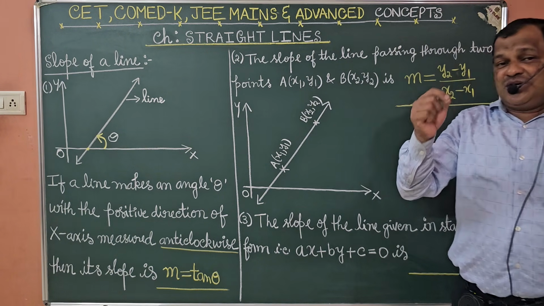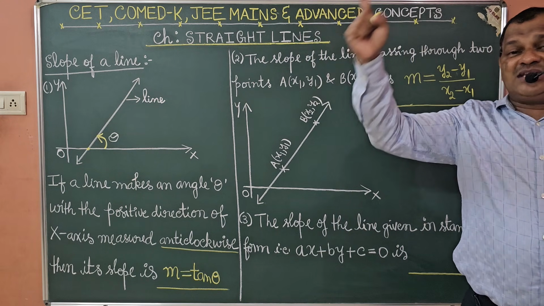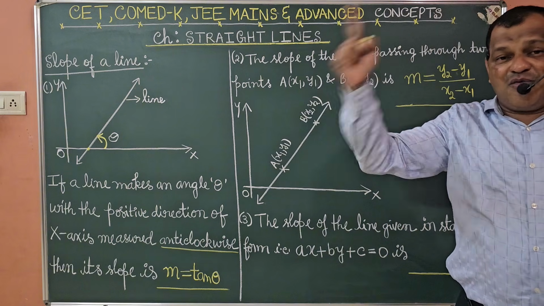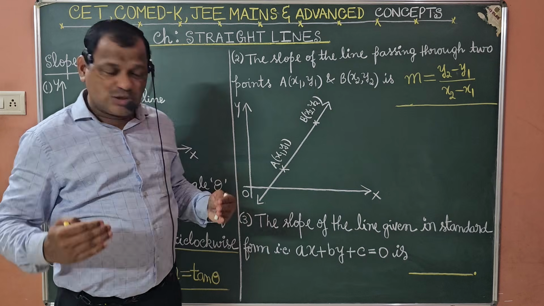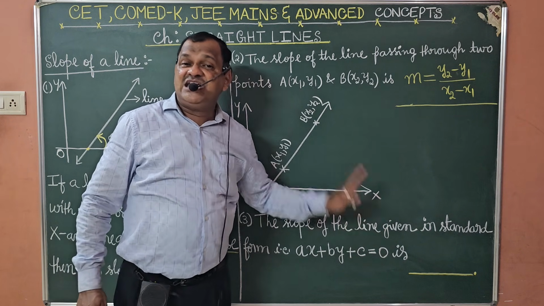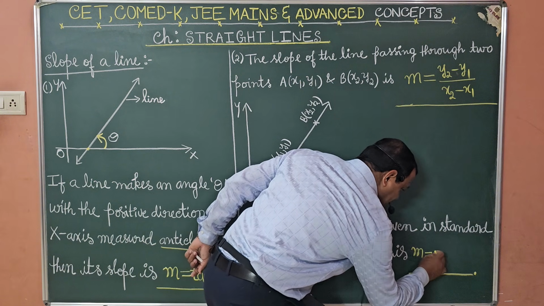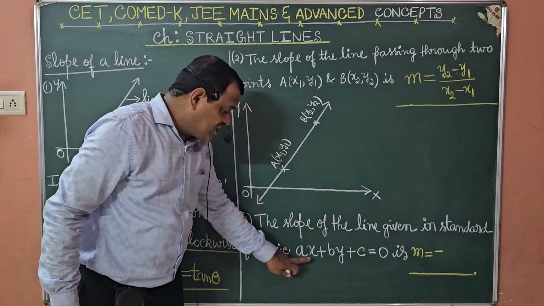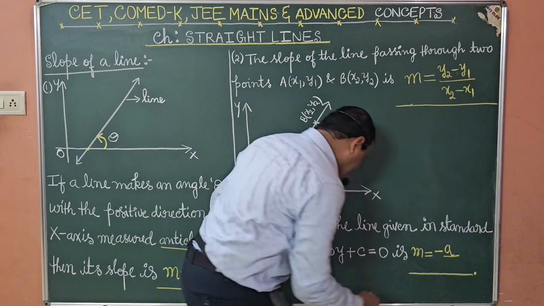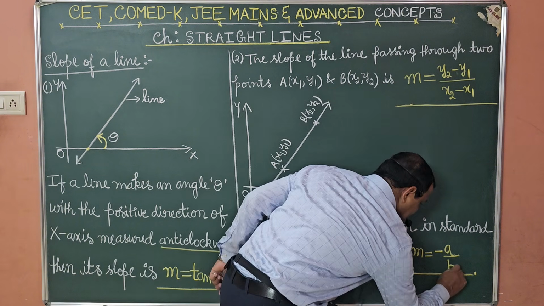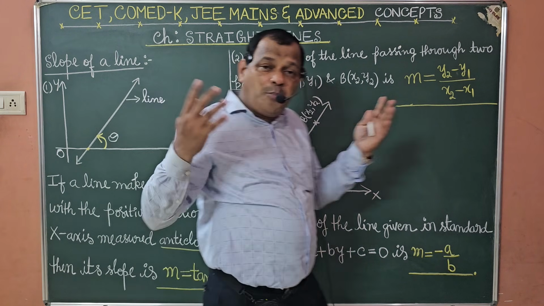But I request you, dear students, please remember a linear equation in x and y. Linear means the highest power of x is 1, the highest power of y is 1. A linear equation in x and y represents a straight line. So it looks like ax plus by plus c equal to 0. In this case, the slope m is equal to minus of the coefficient of x, which is small letter a, divided by the coefficient of y, which is b. So this is the third formula. Hence there are three formulae to find the slope of a line.